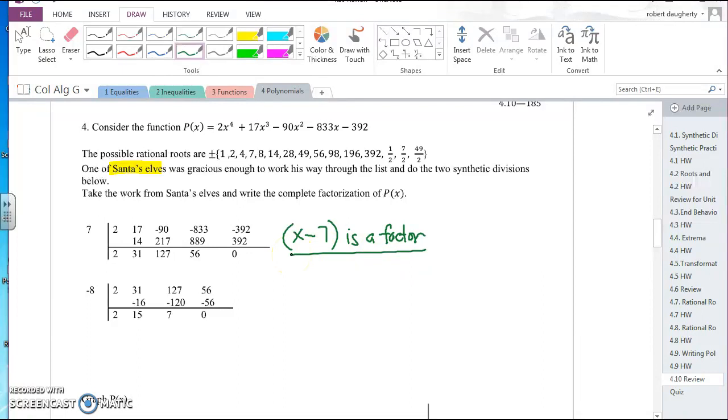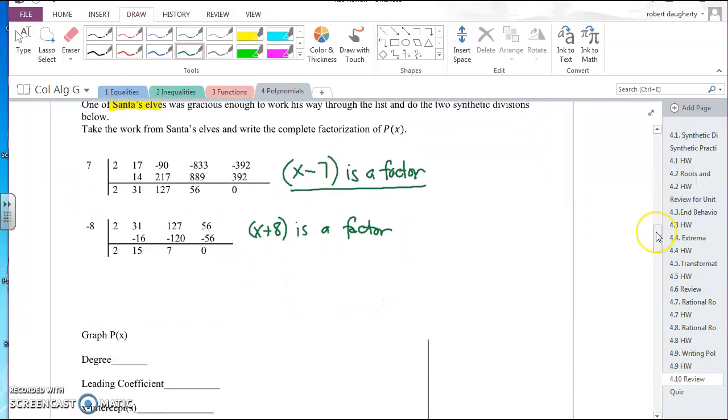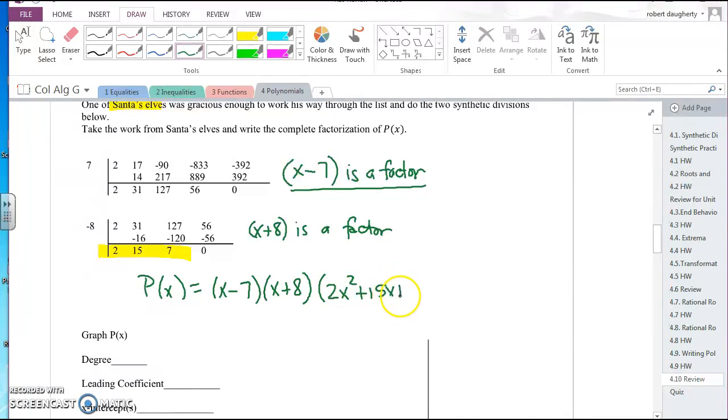I can look here and see that x plus 8 is a factor. Okay, so there was a fourth degree problem, and now I have two of the factors. So I know that P of x is equal to x minus 7, x plus 8, and then it has to be what you see there. That represents 2x squared plus 15x plus 7. So if I can just factor that, I'll be done.